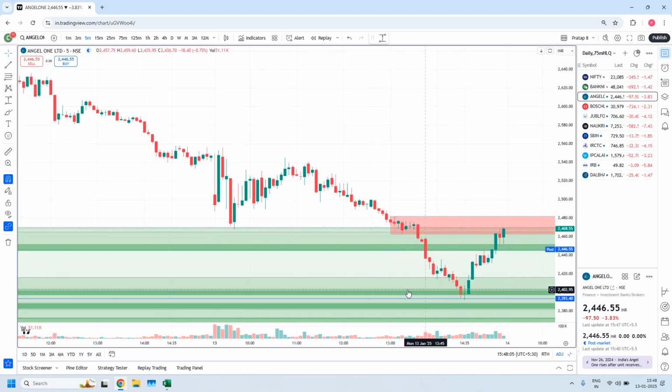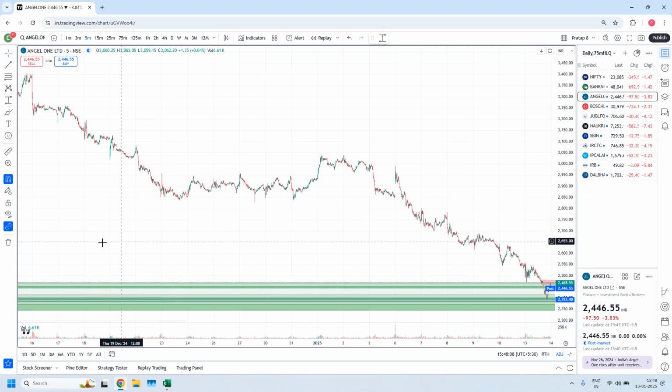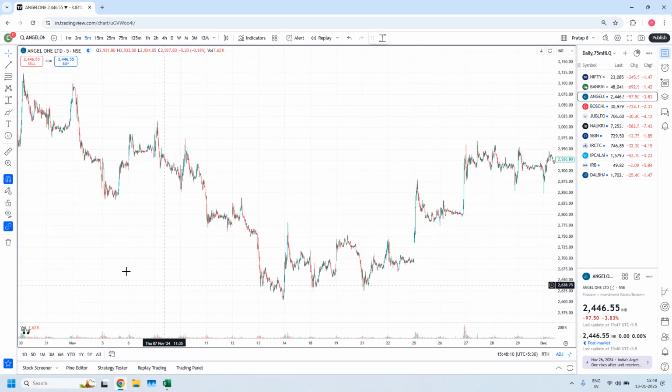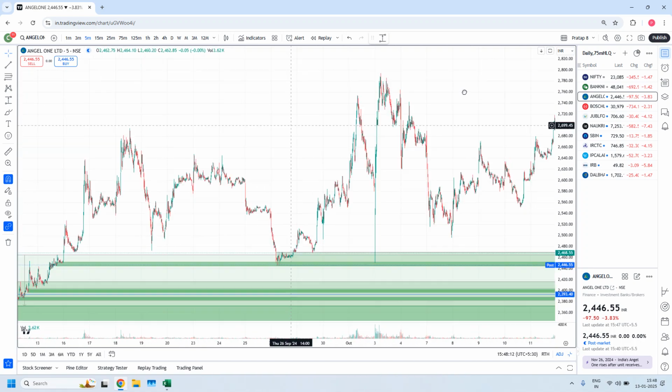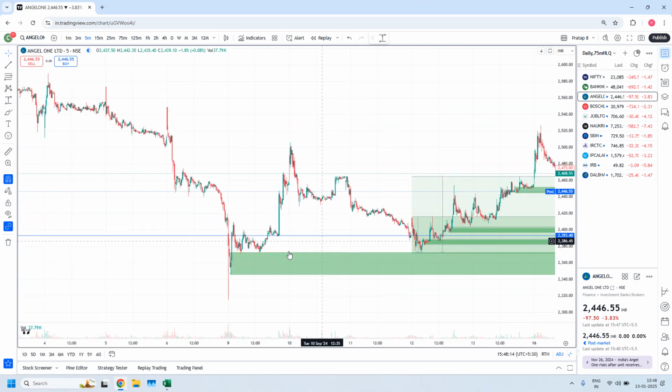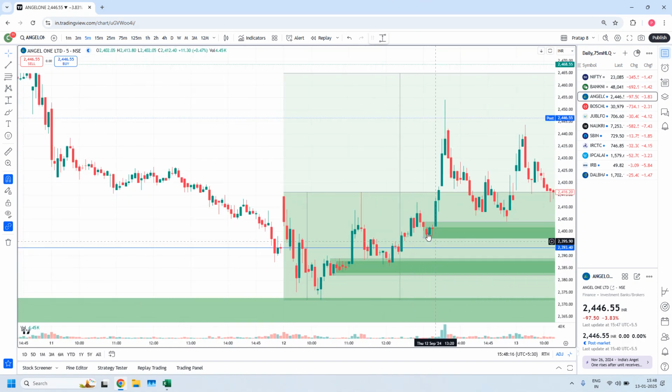If any of you had taken a trade, it is definitely a stopped out trade. But this is a fresh zone, a fine-tuned 5-minute zone. The second order flow. This is the one we discussed yesterday.